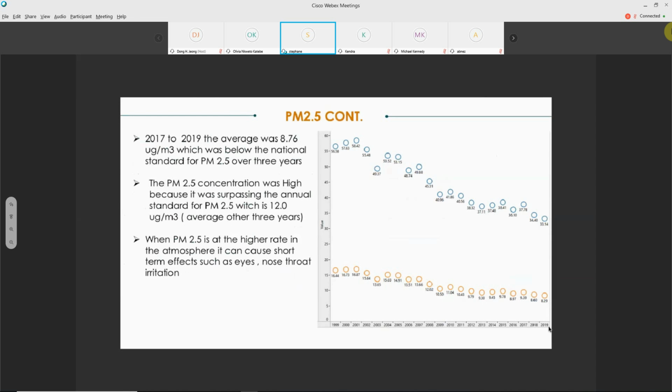The PM 2.5 concentration was high because it was surpassing the annual standard for PM 2.5, which is 12, the average over 3 years. When PM 2.5 is at a higher rate in the atmosphere, it can cause short-term effects such as eye, nose, and throat irritation.